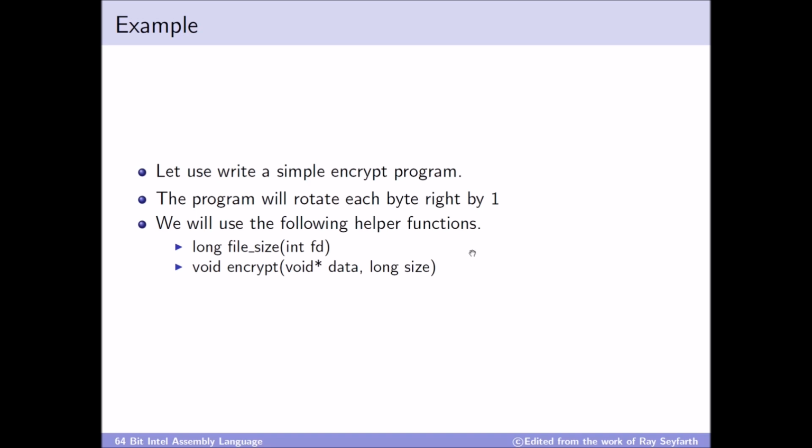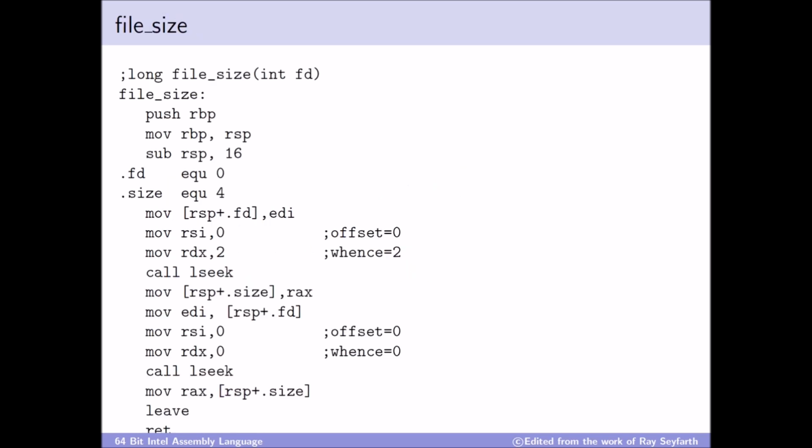Now, in order to do this, we will utilize two helper functions. The first is file size, and this we will mostly rely on our lseek knowledge that we've just gained, and then we're going to write our little encrypt function. I may be being a little liberal with the word encrypt when you see how simple the encryption is. However, in some sense, it is still encrypting the byte. Now, the file size function is now present.